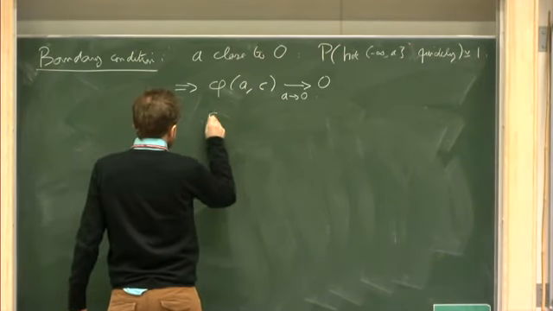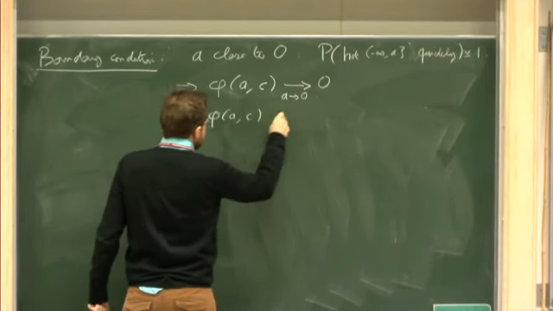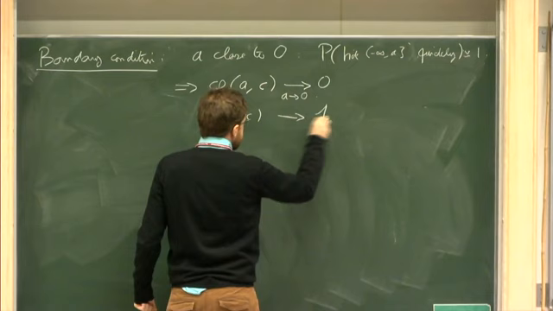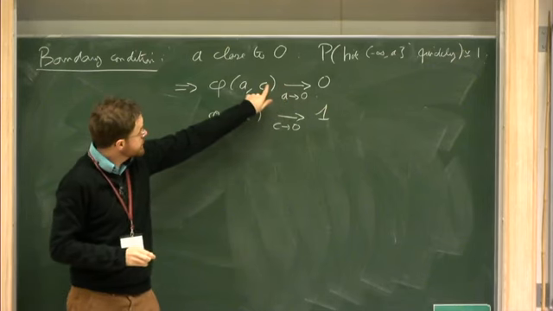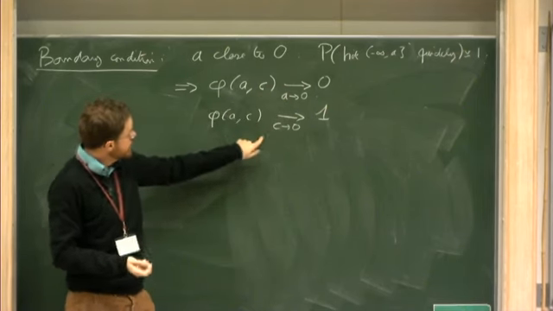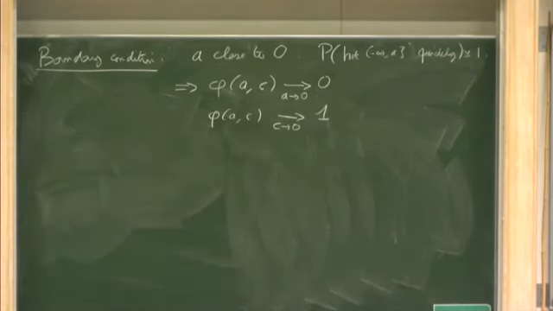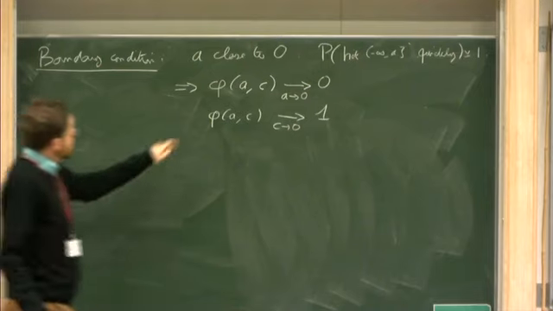And similarly, phi of AC will go to 1 as C goes to 0. So this curve is for fixed C and this is for fixed A. That's for the same reason. If you start very close to the endpoint on the right, you are very likely to touch on the right before going into any positive distance. So in particular, before you hit to the left of A.